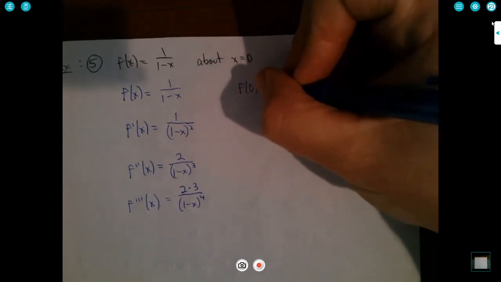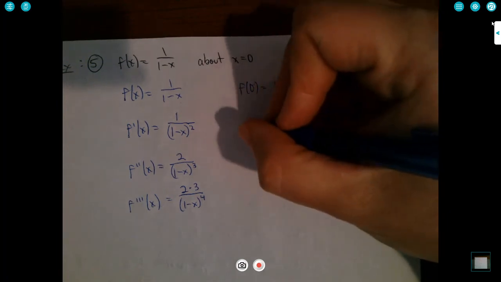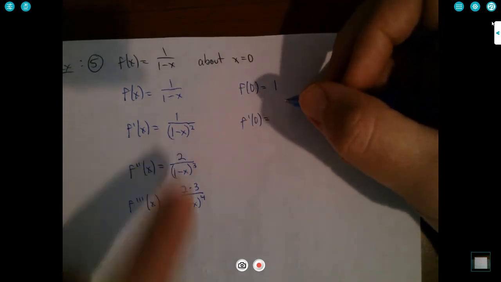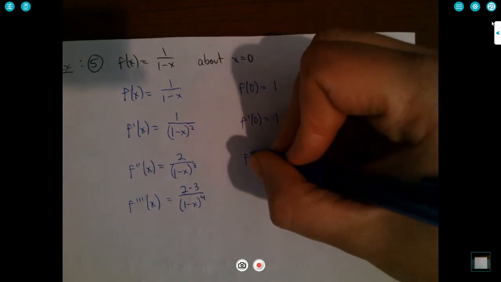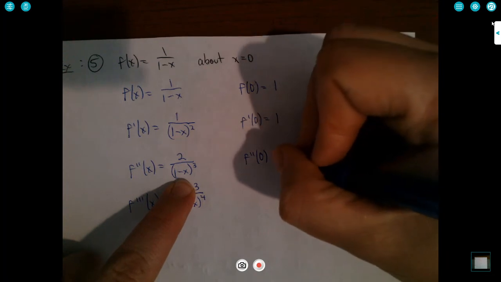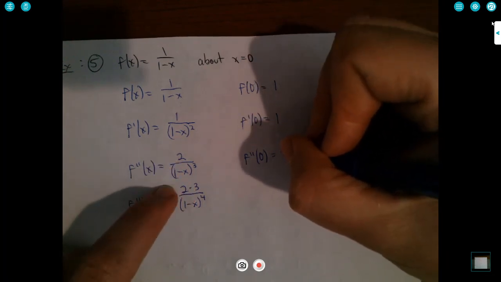But we're going to do this about x equals 0. So let's look at f of 0. That's going to be 1. f prime of 0 is going to be 1. f double prime of 0 is going to be 2 divided by 1, so 2.